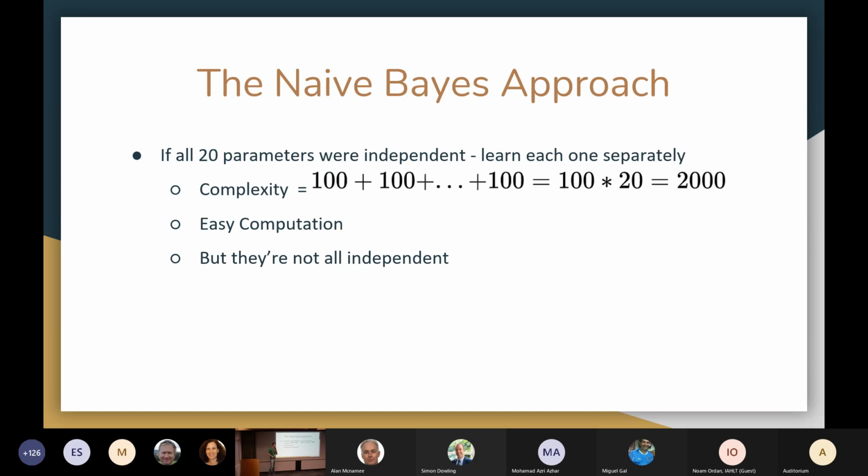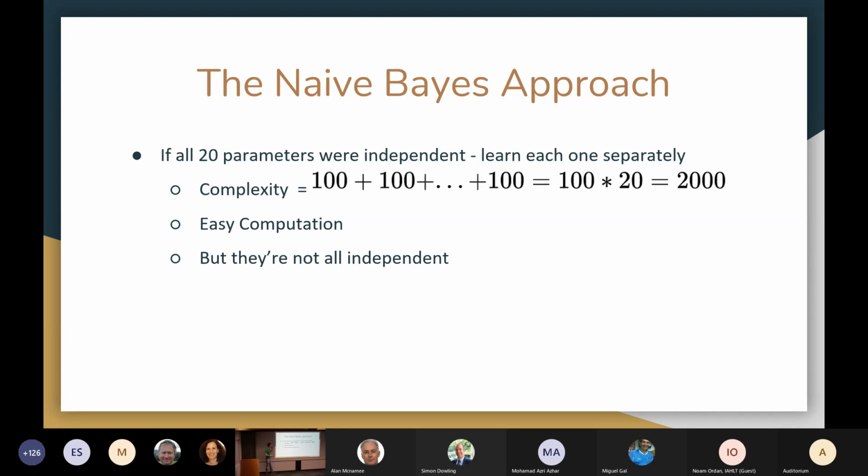So there comes the naive Bayes approach. The naive Bayes approach says, okay, let's assume they're all independent. If all these 20 variables are independent, then we can learn each one separately, right? Learn its own distribution separately. So say we have maybe 100 possibilities for the first one and 100 for the next one, etc. So I have maybe 2,000 possibilities overall to learn. That's very easy. That's very nice to learn. It's not complicated. It's an easy computation to make. The only problem with it is that it's incorrect. Okay, we've assumed that they're all independent, which is not true. It's not the case in our data.